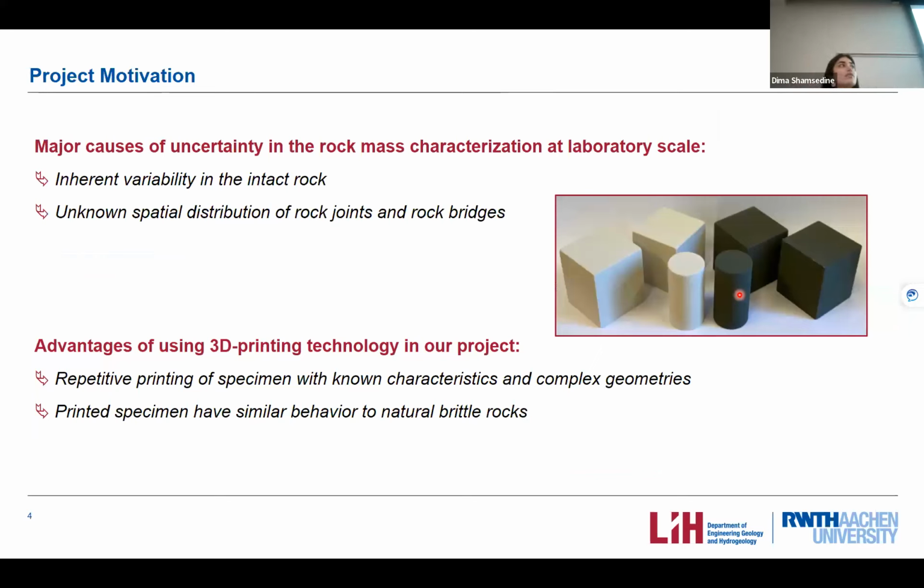So this unknown spatial distribution and the limited and unknown persistence of the rock joints makes it really challenging to be able to estimate the strength of a rock mass and to study the effect of the rock bridges embedded between the rock joints on the overall strength of a rock mass.